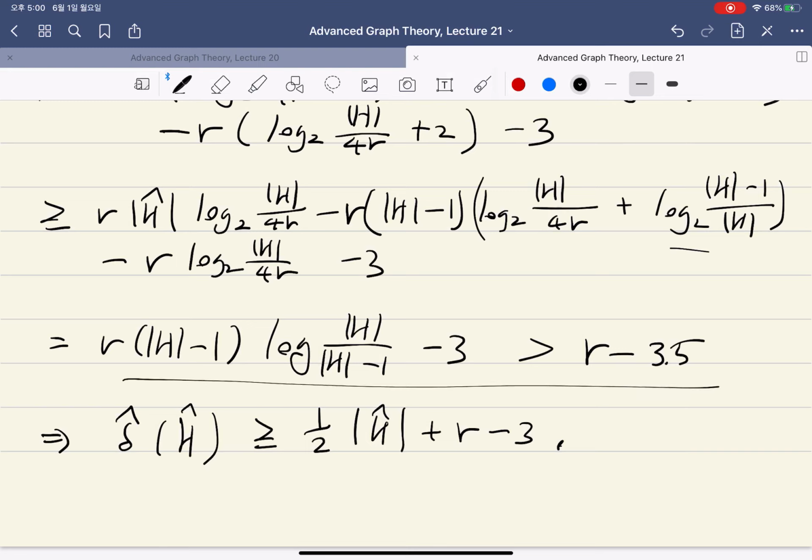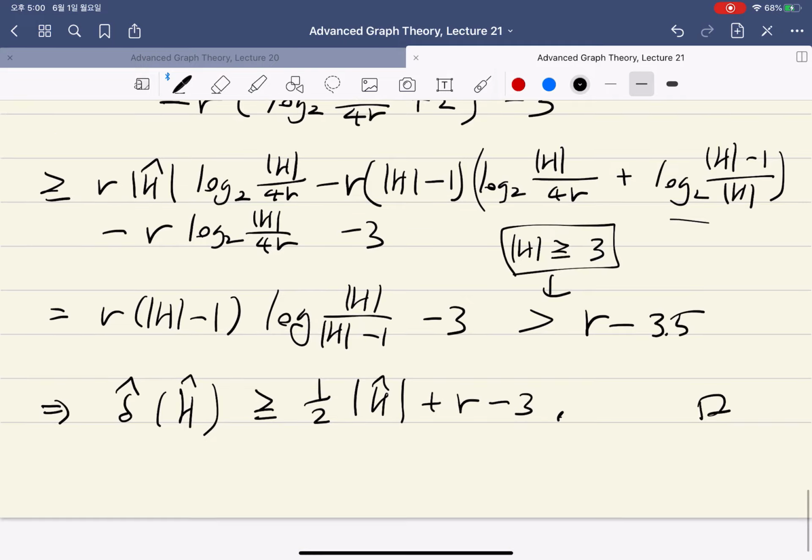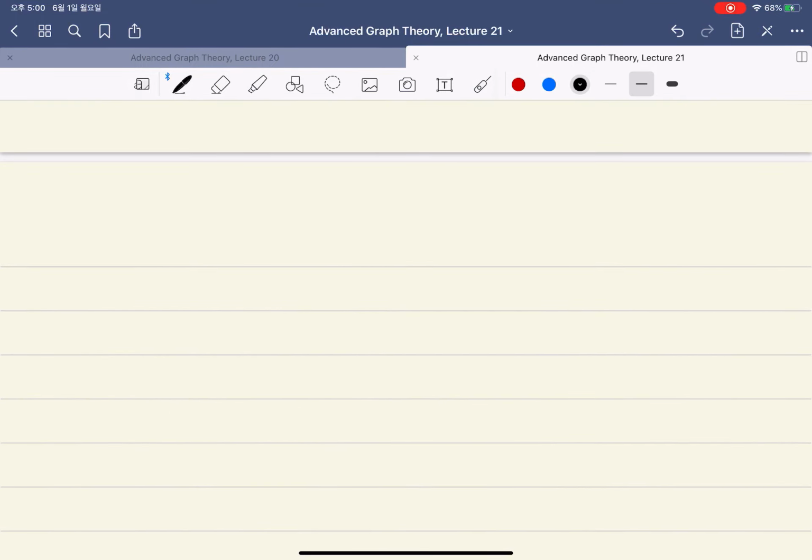Right, so this part is also okay, as we know that this h has at least say 3 vertices. Okay, so this proves the claim. Now we have the graph as we wanted. So note that we have this h hat is a minor of G.